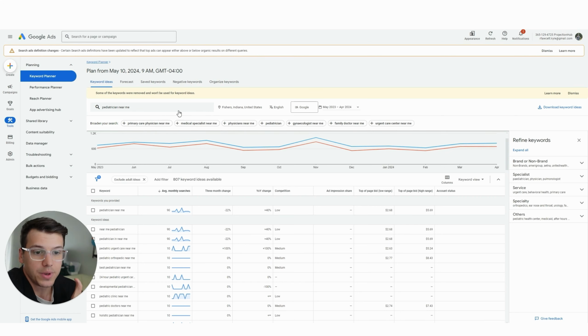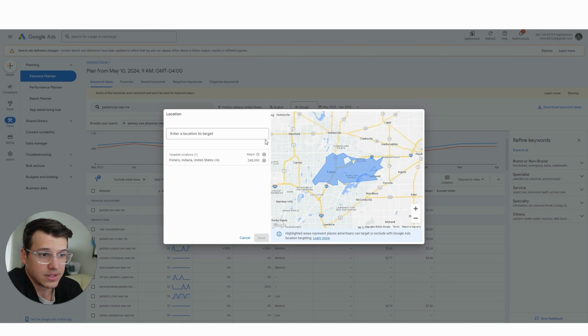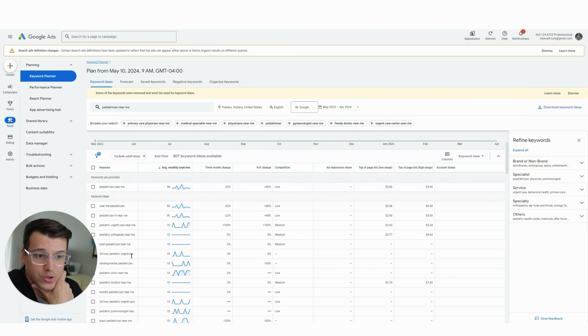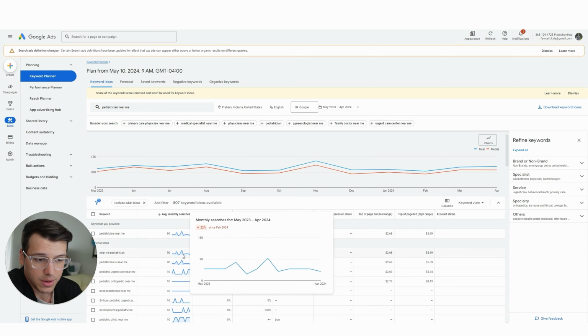And so I just searched pediatrician near me, and I set my location to Fishers, Indiana, which again is that suburb. It's about 250,000 people northeast of Indianapolis. And it's going to do a few things. One, it's going to show us related keywords, so we can see what are people searching for that might be related to that term. How often are those things actually being searched on a monthly average?